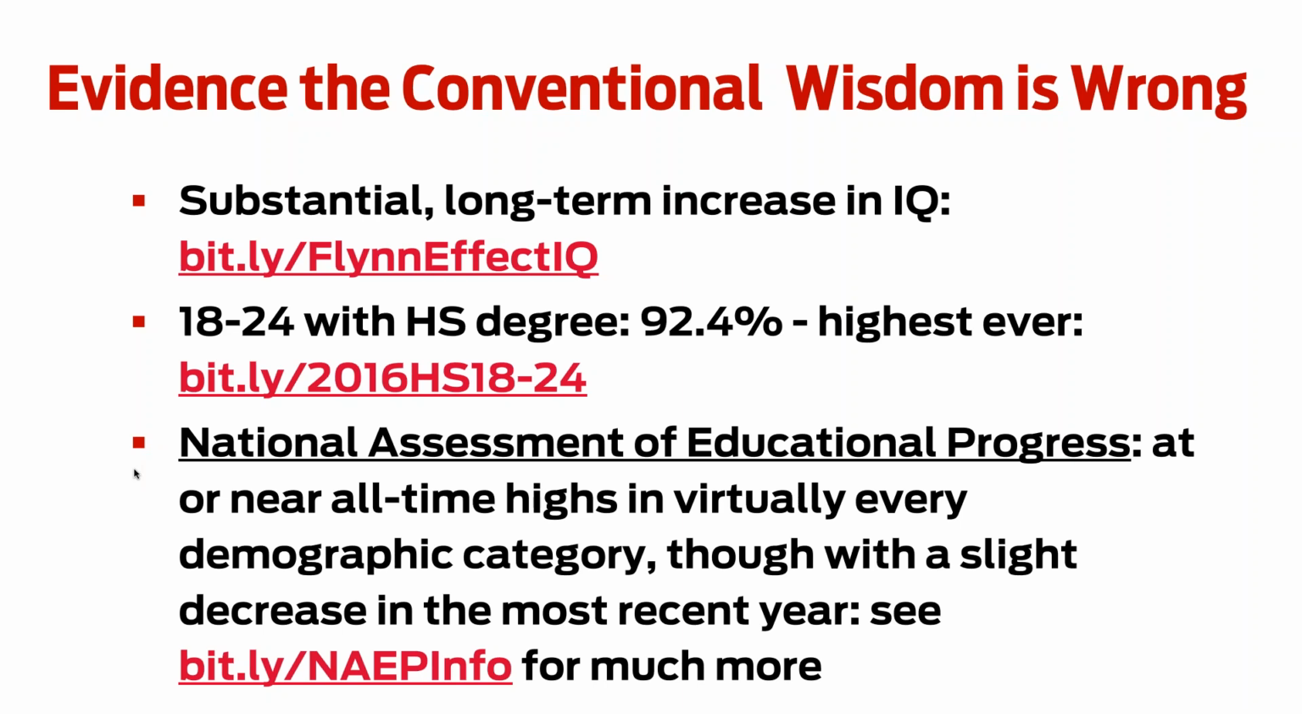They do lots of really fantastic work to design high-performing assessments, and they do really careful randomized block designs to make sure they're assessing students across all different types of schools and environments and states and rural versus urban versus suburban. And across all of these things, what you see is that students are at or near all-time highs in virtually every demographic category, with maybe a slight decrease in the most recent year.